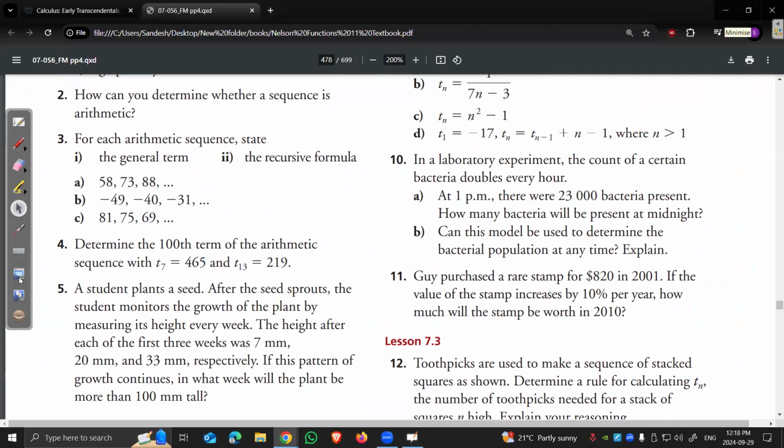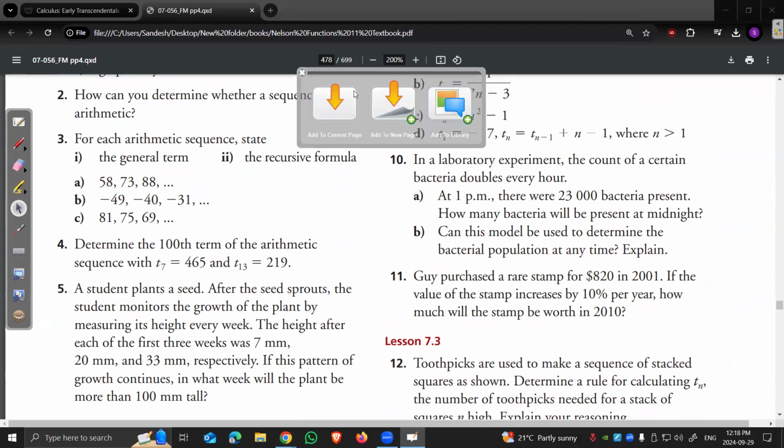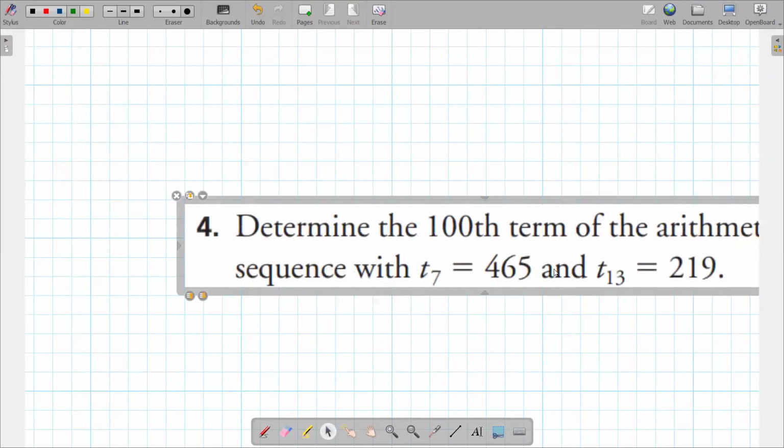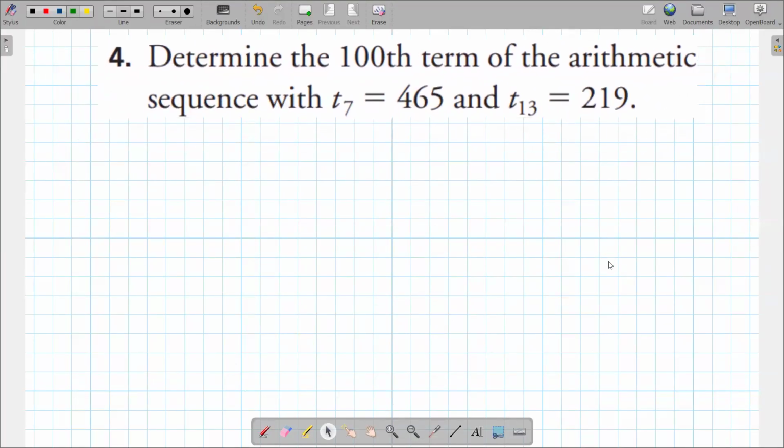This is a very common question. It says determine the 100th term of a sequence with T7 and T13 given. Is this asking us for the general term or for the recursive term? What will be the approach? The general term. Yeah, recursive, you're just adding the same number. It's going to take forever.